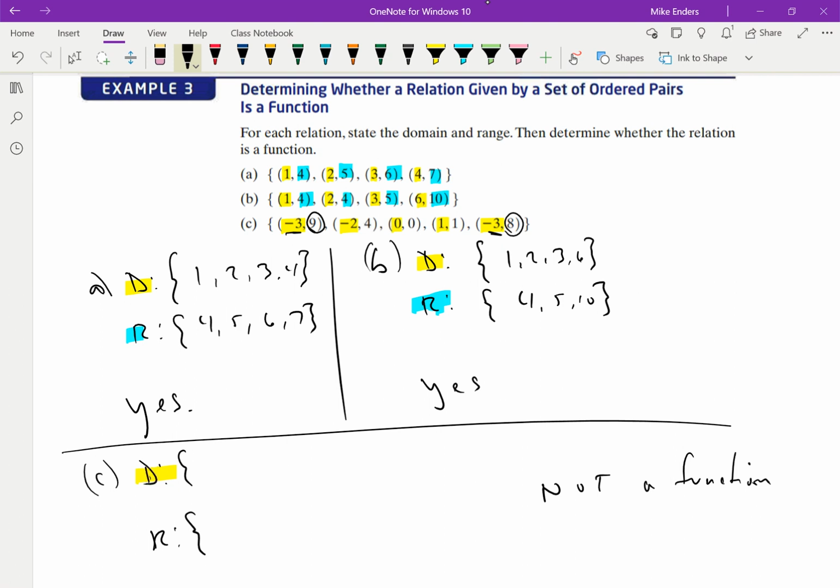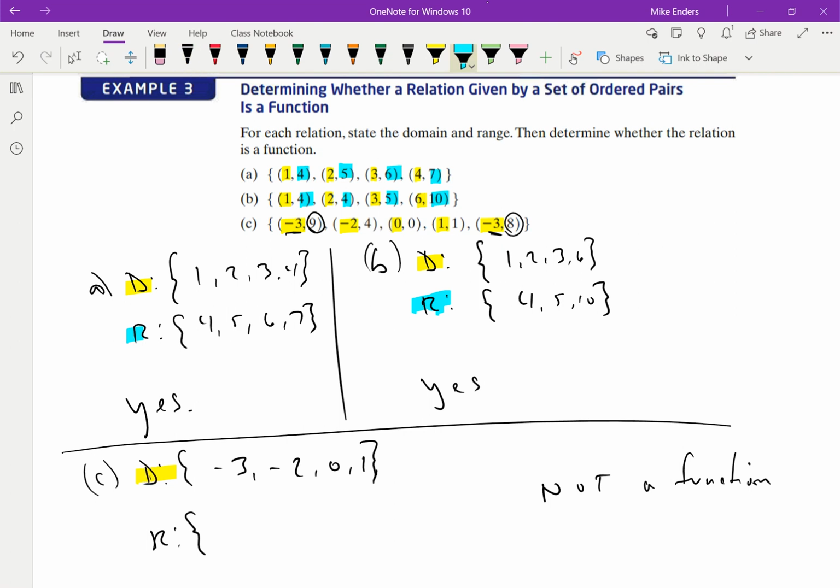And the dilemma is that my input value of -3 has two different output variables. So that -3 in the domain has two items in the range. Now, I still need to list these out, though. So let's see. I've got -3, -2, 0, 1, -3. I don't have to list that twice, so I can stop there.